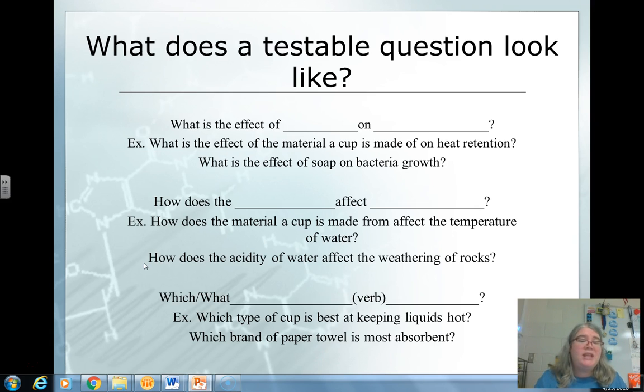The last type of question is which or what something, a verb, something else. So to do the first example again, written a different way, is which type of cup is best at keeping liquids hot? This is the one where you're really trying to compare some things. You would use this type of question. Another easy one that you could do is which brand of paper towel is most absorbent? So again, we're looking at most, best, those types of questions with the last question stem.